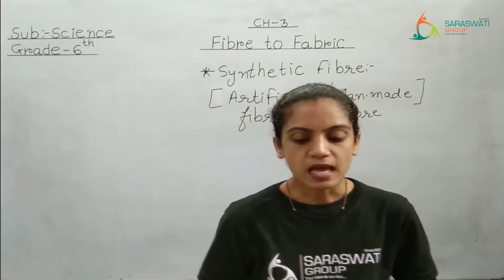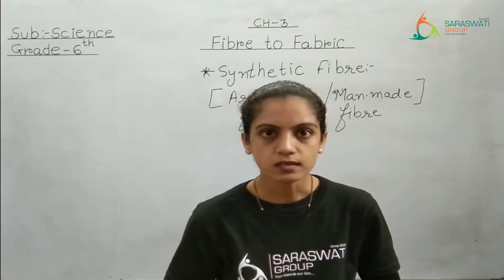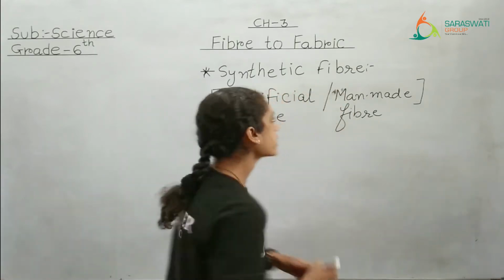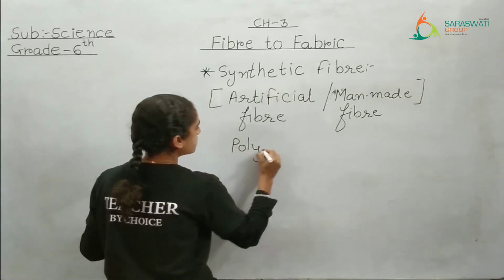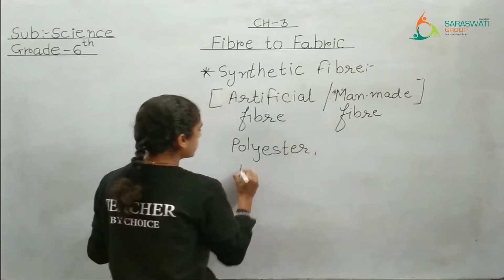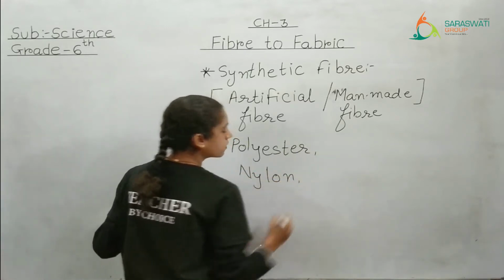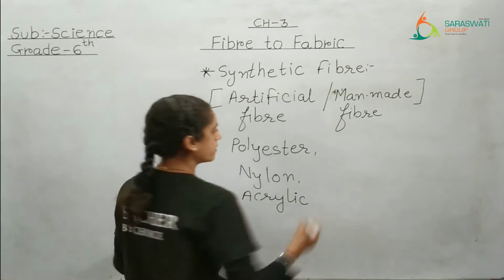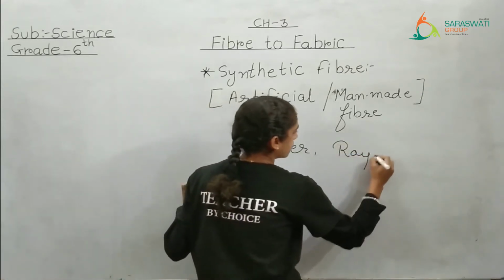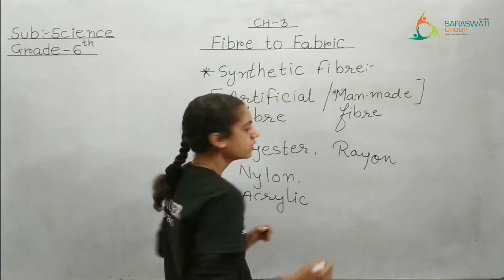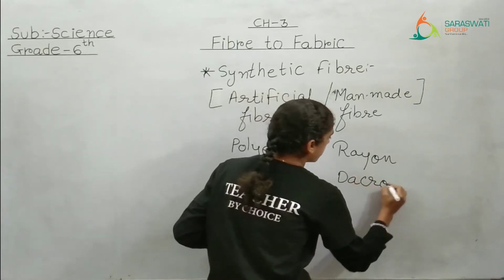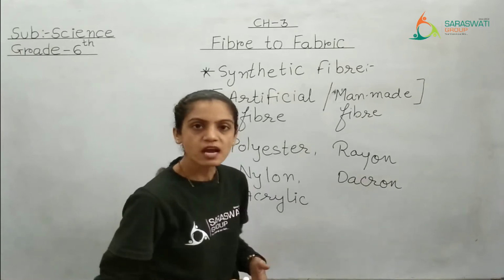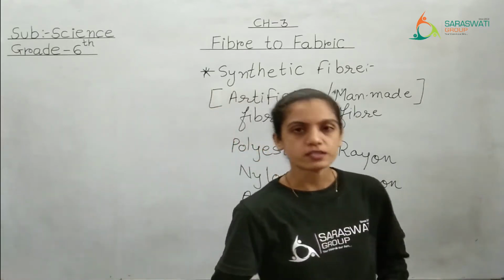Right? Some examples of synthetic fibers are polyester, nylon and acrylic. Only three examples are given over here. The first one is polyester. Right? Then second, nylon. Then the third one, acrylic. But other than that, rayon is also known as an artificial fiber, right? Dacron is also an artificial fiber. But these two are only for your information. You just have to remember the three examples which are given in your textbook.